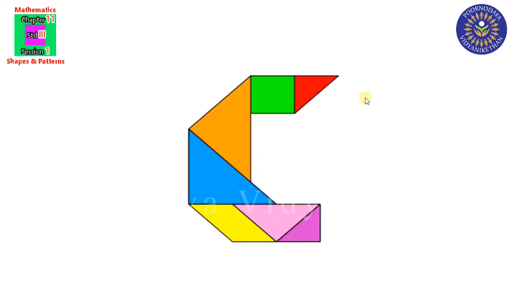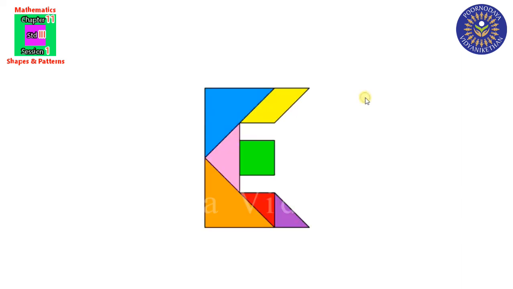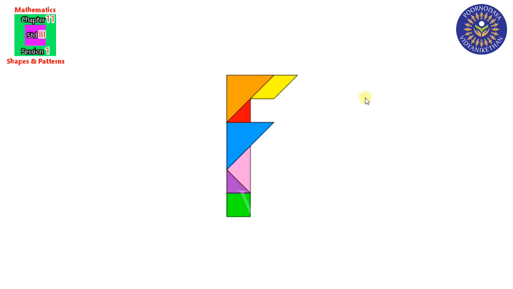This is English alphabet, capital letter C, capital letter E, capital letter F. Like this you have to make tangrams. Like this we can make alphabets and some other figures. So today's activity is to make tangrams.